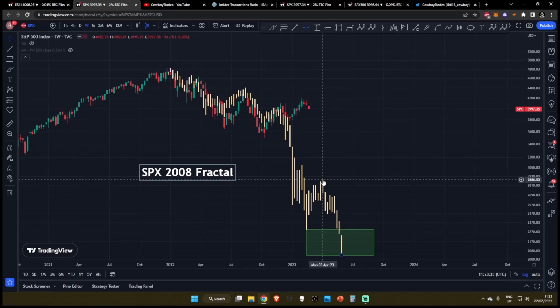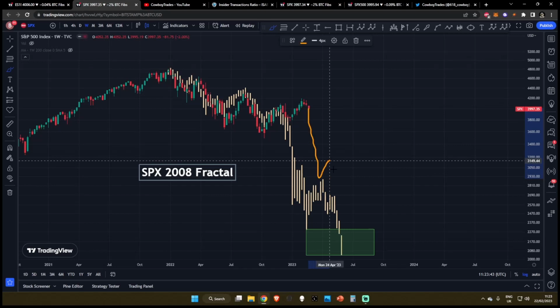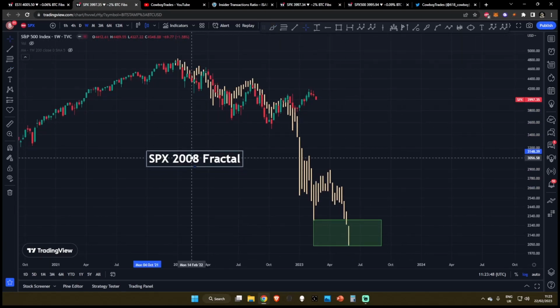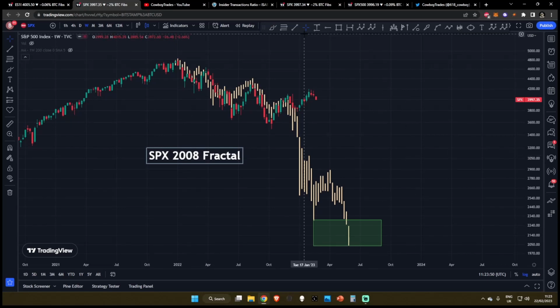The 2008 fractal was actually predicting a rally up until April, but nonetheless, looking at the 2008 ebbs and flows in general, we should be moving down a lot further before we do have another bounce for the market. So I will keep you up to date on this. I don't think that we can count the 2008 fractal out so far.